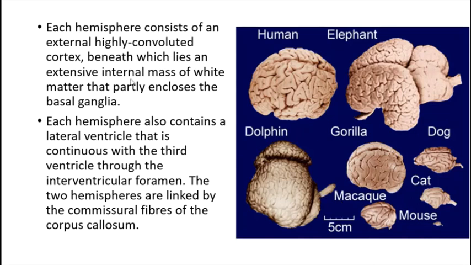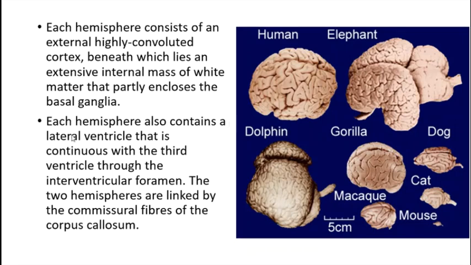So each hemisphere consists of an external highly convoluted cortex. So this entire gray matter that is visible to us is cortex, beneath which lies an extensive internal mass of white matter, which will be definitely the dendrites and the axons which reach here or start from here obviously, that partly enclose the basal ganglia. Now basal ganglia is a collection of some more cell bodies, around which the white fibers will descend down to reach the particular destination.